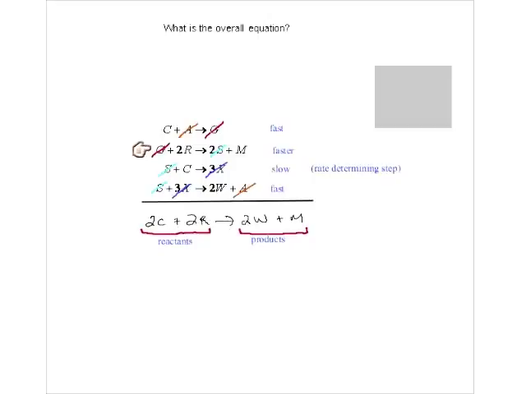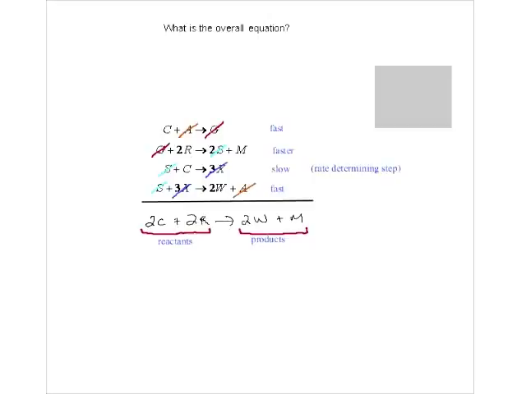Now, steps 2 and 4 may not be likely either, because this is involving a 3-molecule collision, and this is involving a 4-molecule collision here. So that mechanism, although it crosses out and gives us an overall, may not be a good mechanism because steps 2 and 4 are probably a little bit unlikely to happen.